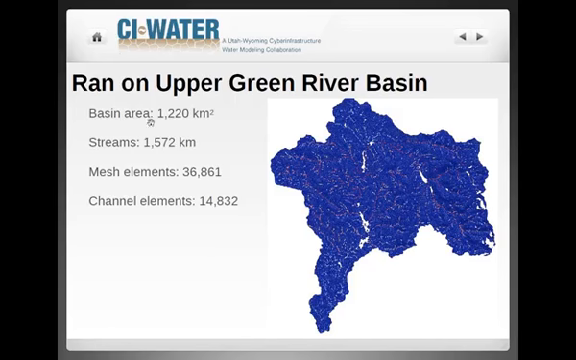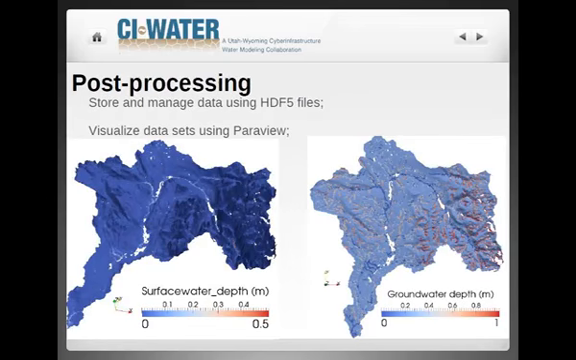And so running on a single CPU at this 1,220 square kilometer size with 1,572 kilometers of streams gave us 36,000 mesh elements and 14,000 channel elements. And that run happened at about 0.6 to 0.8 of wall clock speed. So it's slower than the wall clock. Faster. Okay, so we could do a 10-hour run on a single CPU in about 6 or 8 hours.